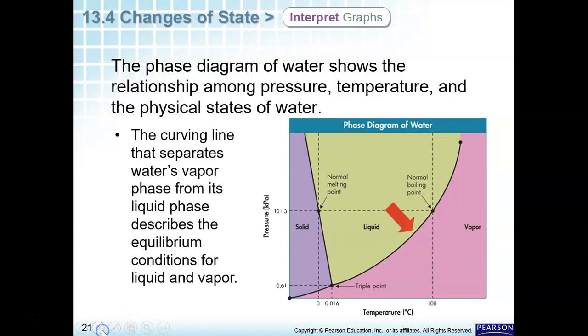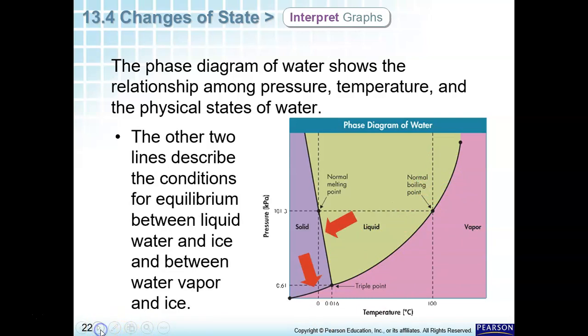So this curved line basically represents the barrier between the liquid and the vapor phase. So right on this line is the equilibrium. Basically, that's the boiling point. The other lines here, this is equilibrium between solid and liquid, so that's the melting point. And then down here, there's actually the equilibrium between solid and vapor. So yes, water can sublime, but it would have to be very, very low pressure and very low temperature.